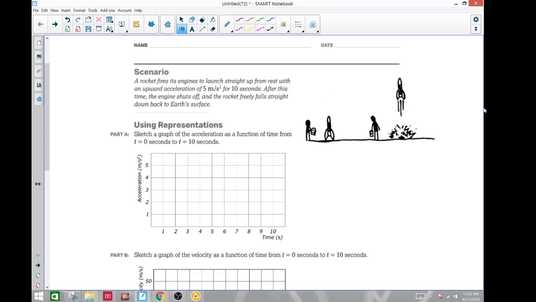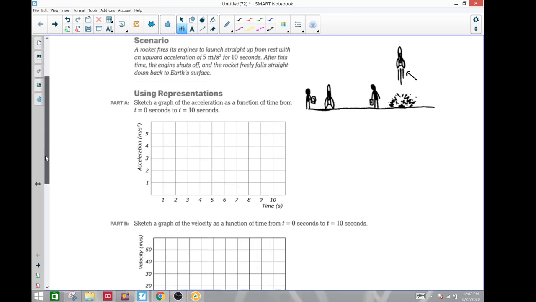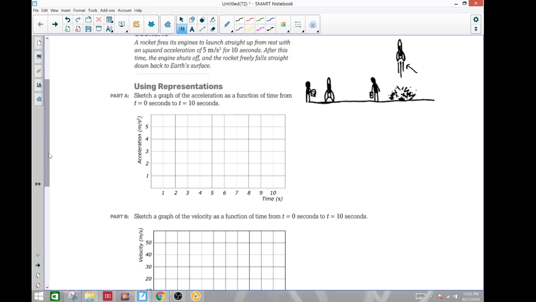And a 10-second burn would actually be a pretty long burn. I mean, even large rockets, the burn might only be 2 or 3 seconds, and that's it. But either way, sketch the 5 meters per second squared for 10 seconds. So at this point, what's my acceleration? Well, the acceleration is constant at 5 meters per second squared.